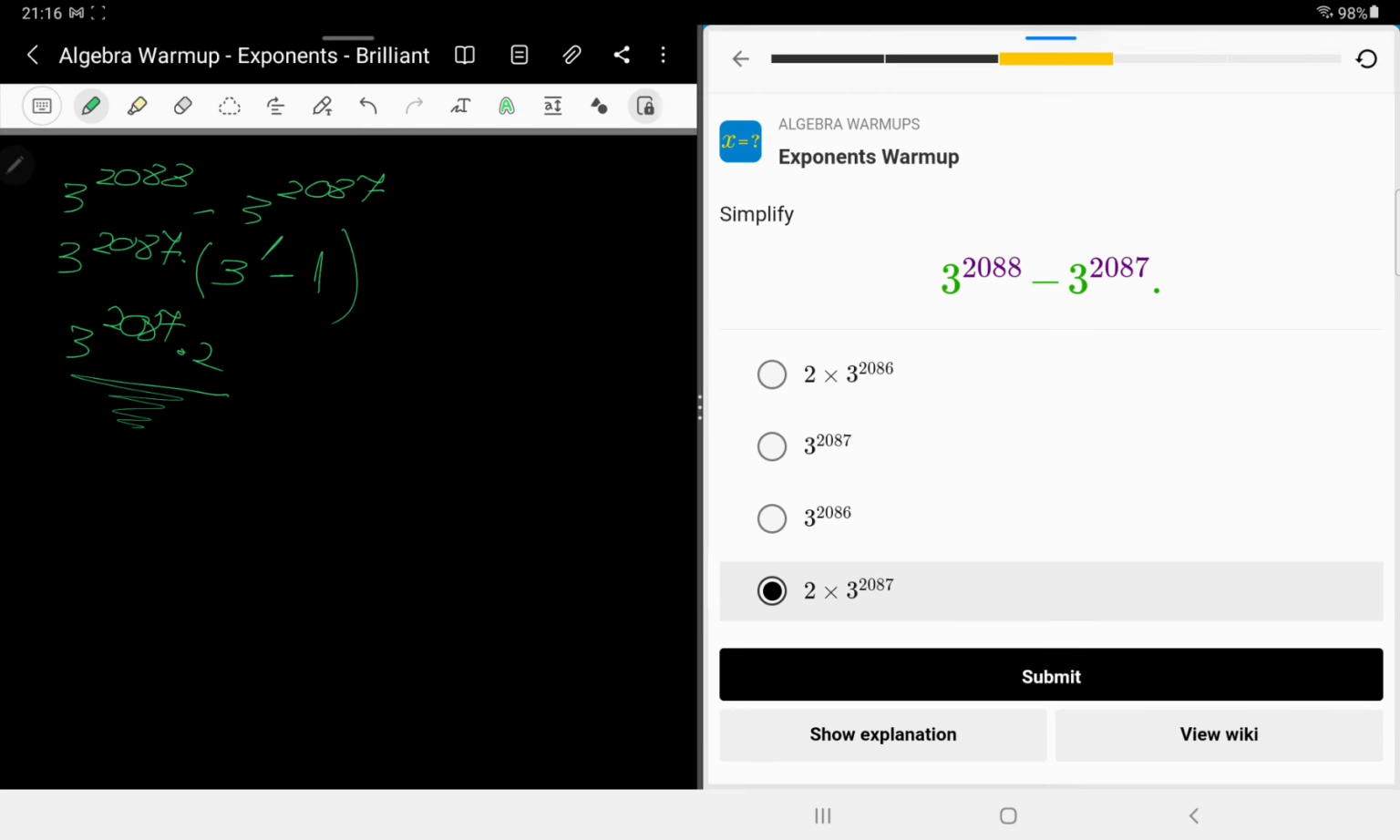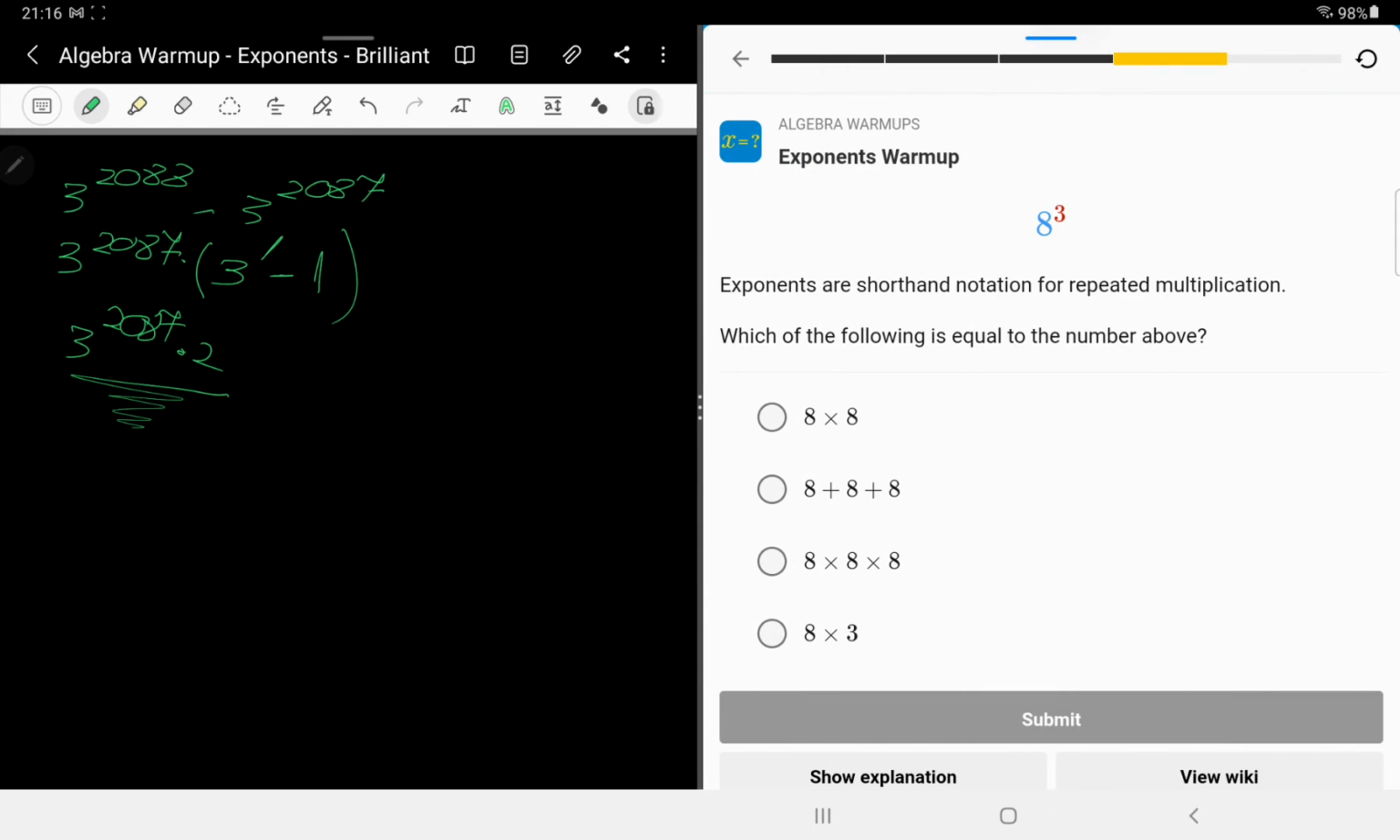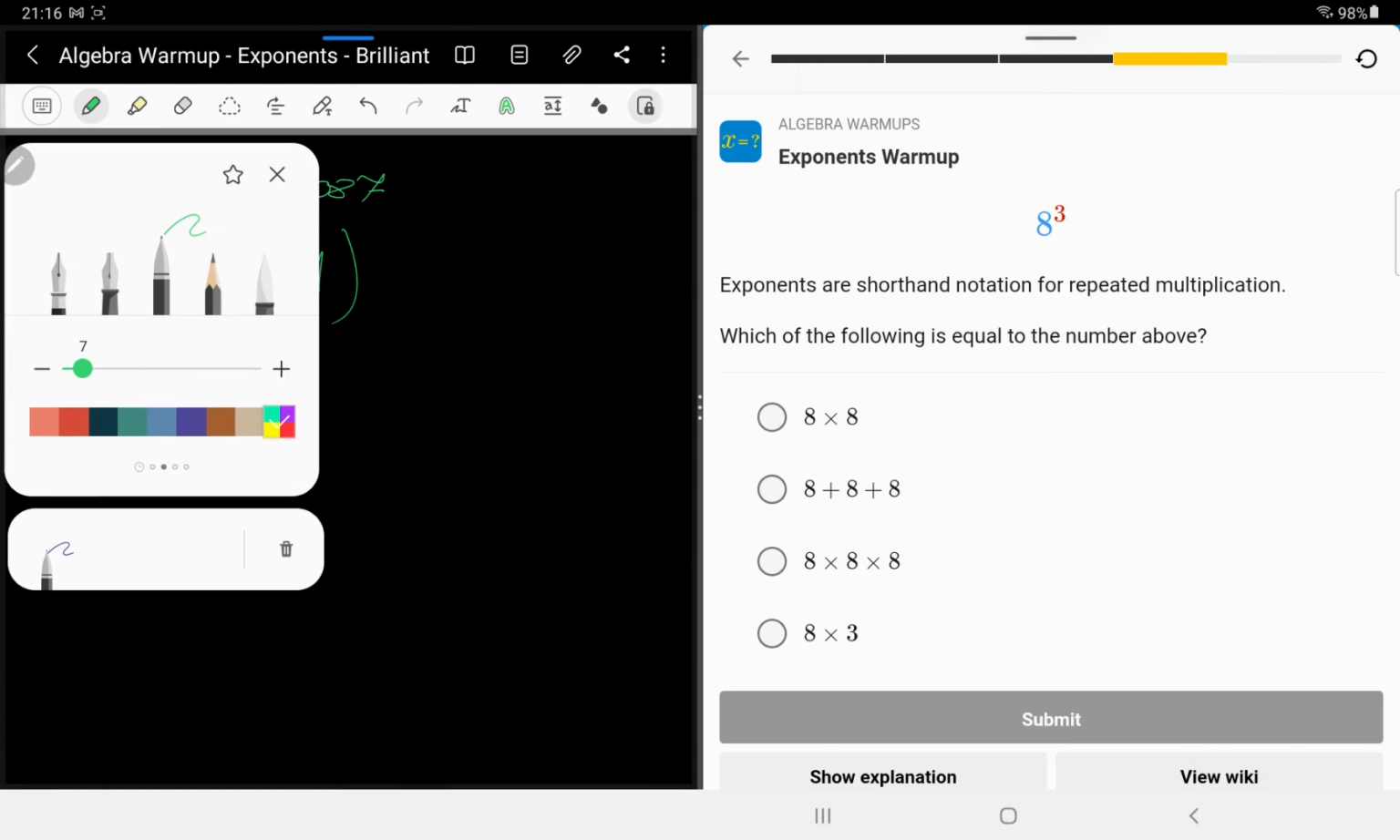This is what I think the solution is. So 2 times 3 to the power of 2087. And that is correct. This almost got me. Okay, exponents warm up. So we have a little bit of a definition here. Exponents are shorthand notations for repeated multiplication. Which of the following is equal to the number above?